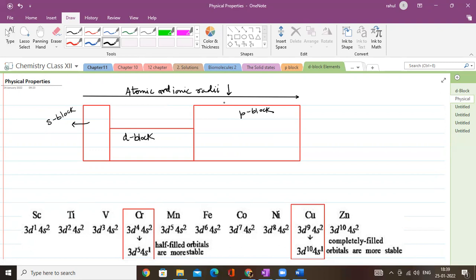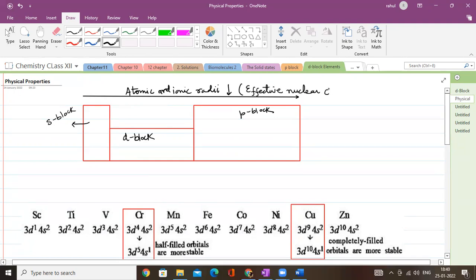I repeat, whenever we move from left to right, from here to here, there is a term which is increasing. It is called effective nuclear charge. Since that is increasing, it will always try that the atomic and ionic radii will decrease.